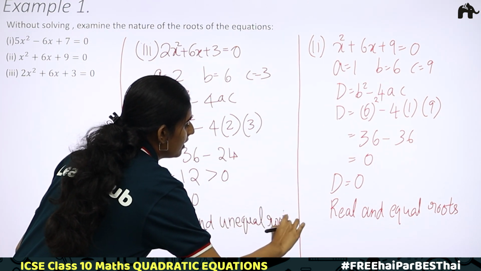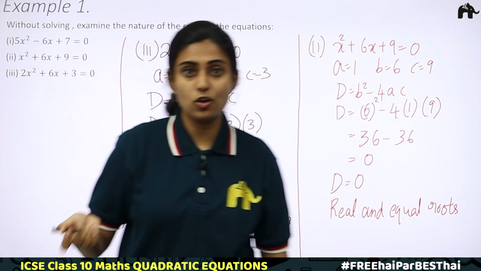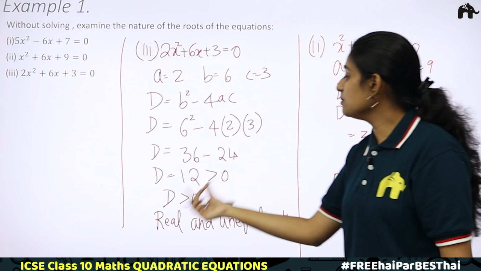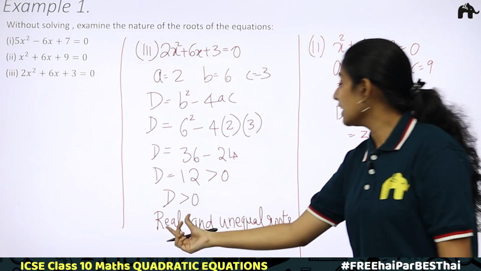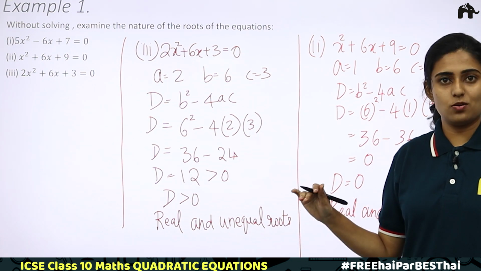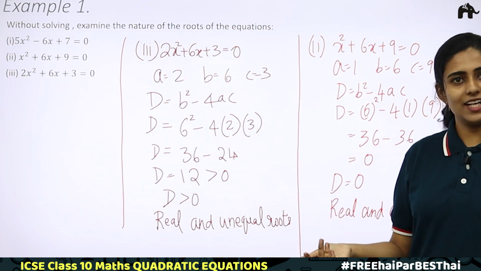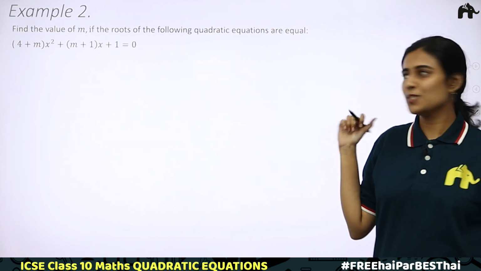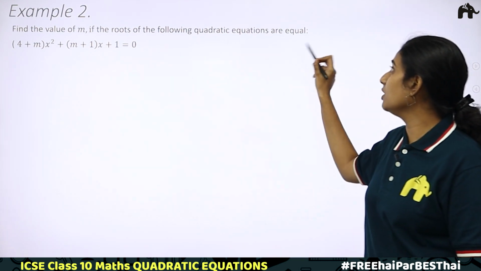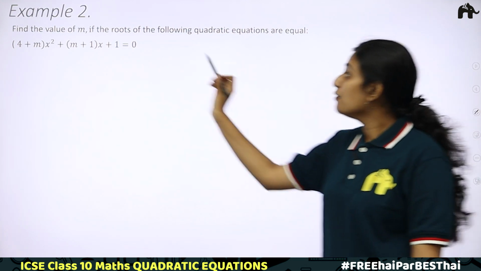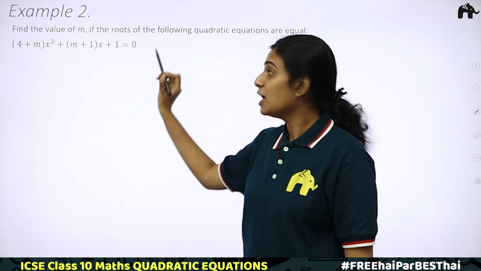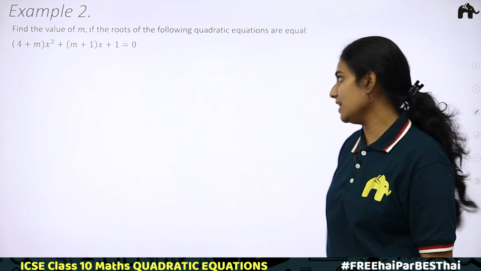Okay. When discriminant is equal to 0, we will be getting real and equal roots. If discriminant is greater than 0, then real and unequal roots. Discriminant less than 0, no real roots or imaginary roots. Clear? Let's solve example 2. Find the value of m if the roots of the following quadratic equation are equal. 4 plus m into x square plus m plus 1 into x plus 1 is equal to 0.